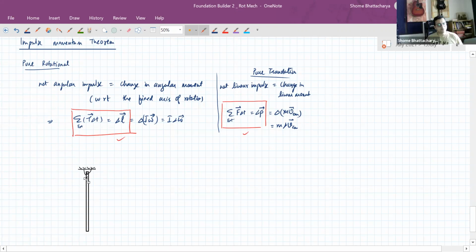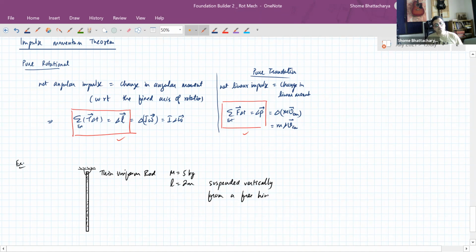So what we have is a thin uniform rod. Its mass is, let us say, 5 kilograms, and its length is 2 meters. It's suspended vertically from a free hinge about which it can rotate. So free hinge at the point O on top, like this, about which it can rotate in that vertical plane.